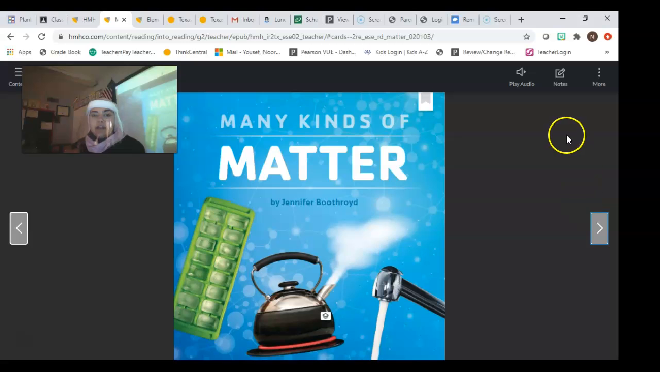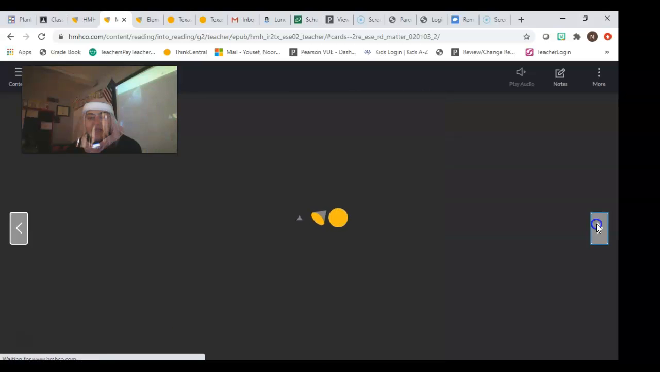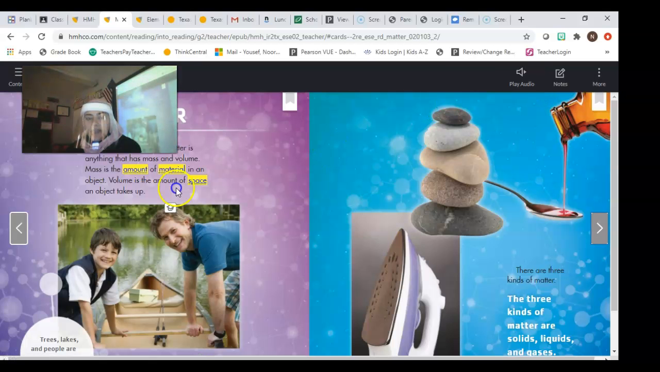Alright, we're going to go ahead and quickly read Many Kinds of Matter one more time, but we're going to stop at certain areas. When we're done reading, there's going to be an activity, so if I were you, I would pay really close attention. Many Kinds of Matter. Okay, follow along inside of your book.